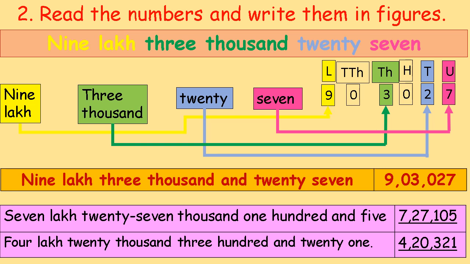As there are 3 thousands, we write 3 in the thousands place. We write 0 in the hundreds place as there are no hundreds. 27 is equal to 2 tens and 7 units. Therefore, we write 2 in the tens place and 7 in the units place. Some more examples are shown in the table.